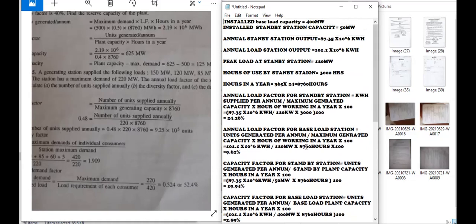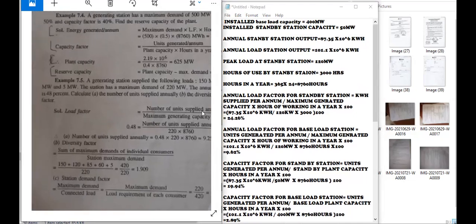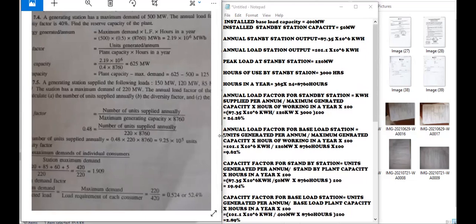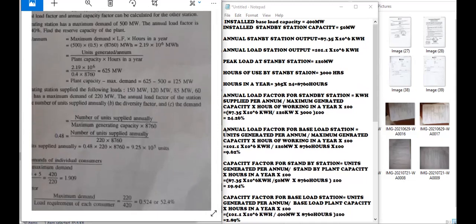Which kind of organization is this one? I was working a year, maximum demand, kilowatt. Annual load factor, okay. Annual load factor is equal to this divided by maximum times hours. This is the same thing they use here. The load factor, number of units supplied annually, is the same thing as units generated per annum, divided by the maximum generated capacity times hours of work in a year. So this is the formula they use. They now made these units generated per annum.